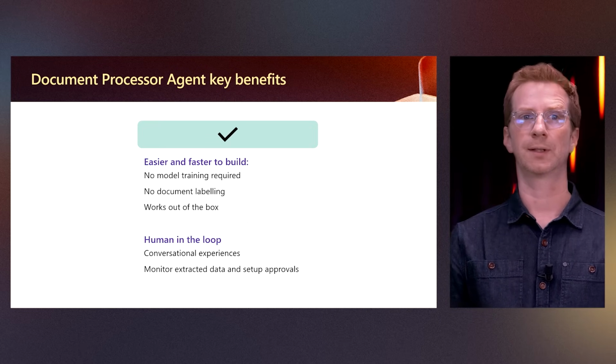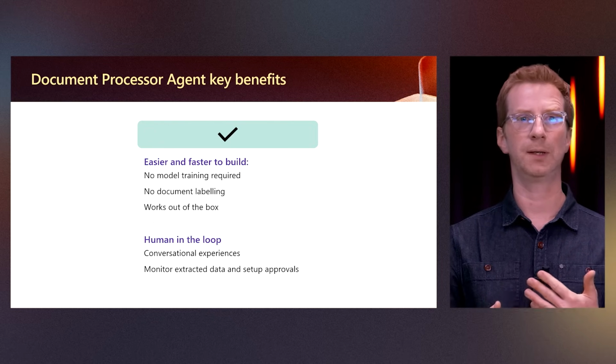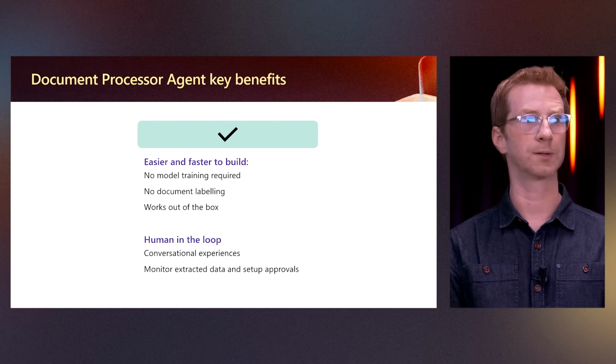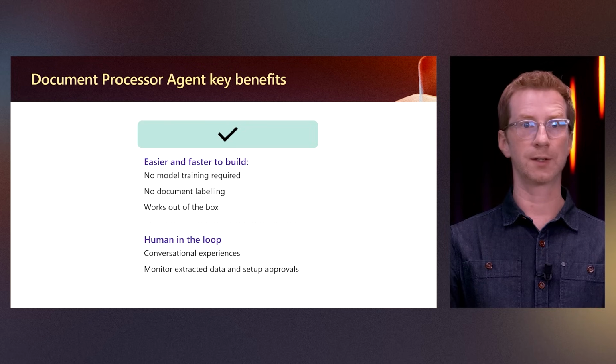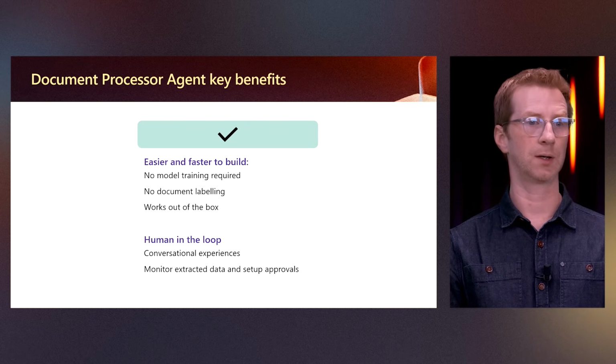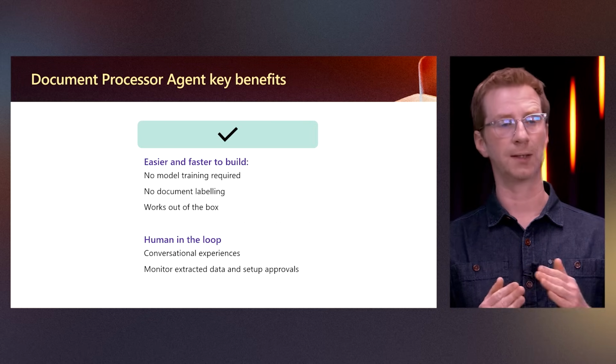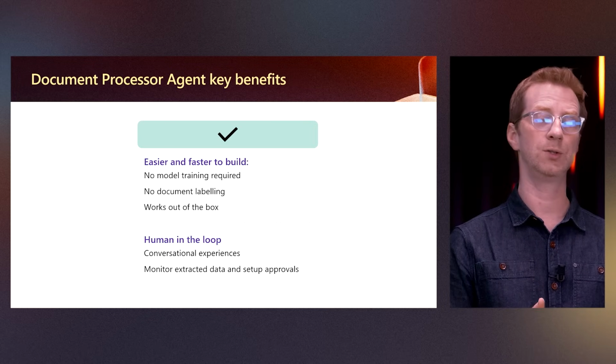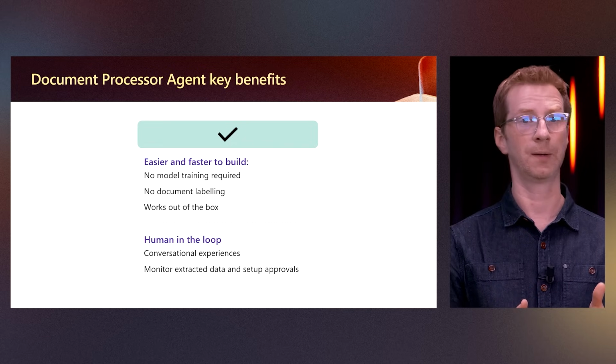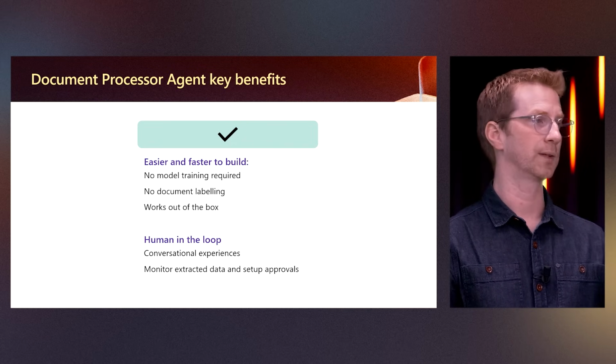The other big thing is that there's really an element of the human being in the loop of the process that the agent runs. So there are conversational experiences that I can use to learn about what the agent has done. And I can control exactly what the agent is going to process with this new monitoring validation station and the connection with the approvals app.